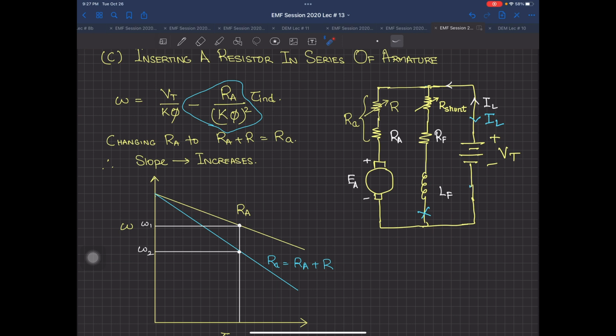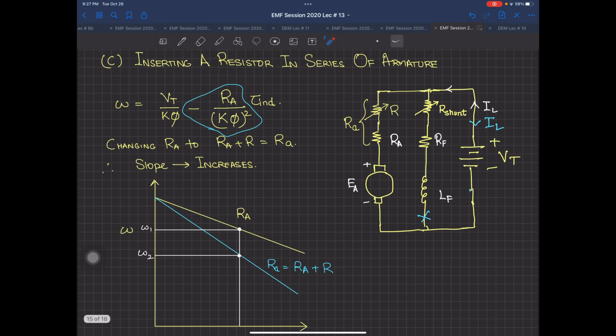So this method of inserting a resistor in series with the armature is not very effective. Why? Because it has a lot of power loss, and secondly, you are inserting it in the path over here in series, and if you don't have any variable resistor control, then it's very difficult to actually stop the machine and then again add that resistance over there.